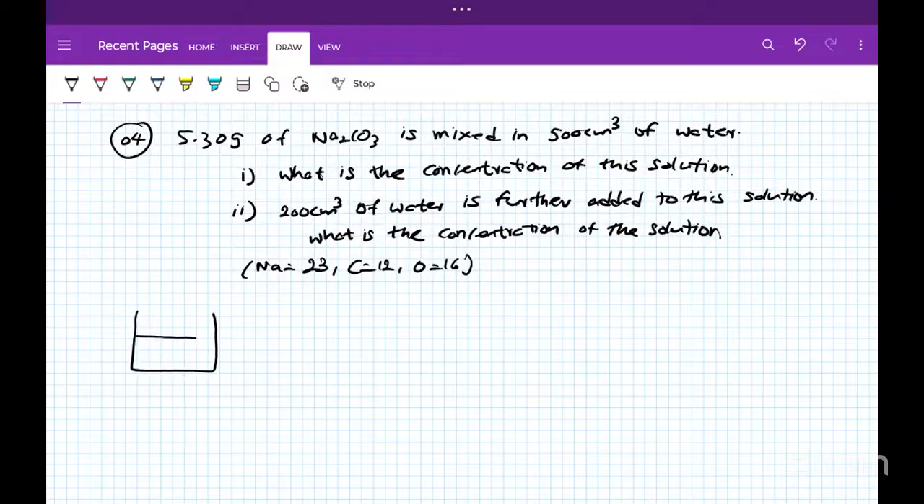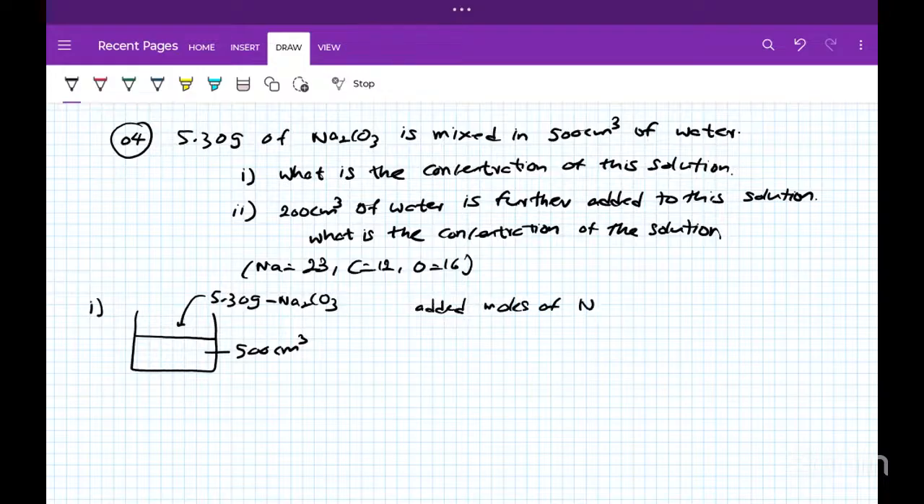Now, how it is prepared: 5.30 grams of sodium carbonate is mixed in 500 cubic centimeters of water. We have been asked about the concentration of the initial solution. So I'm taking out the first question. What is the concentration of this solution? So we can find the added or mixed moles of sodium carbonate.